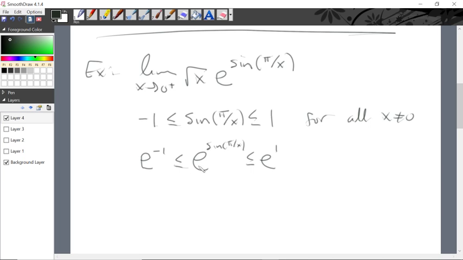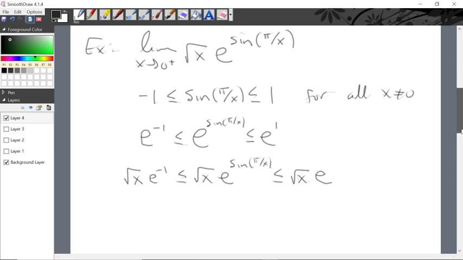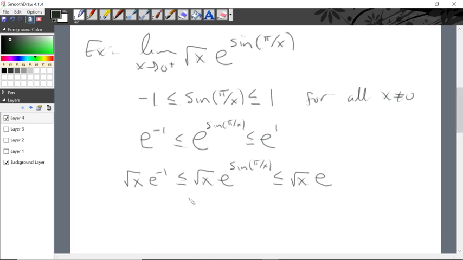Now we can multiply everything by the square root of x. So we get square root of x times e to the negative 1 is less than or equal to the square root of x times e to the sine of pi over x, which is less than or equal to square root of x times e. Now we can take the limit of the floor and the ceiling functions as x approaches 0 from above.